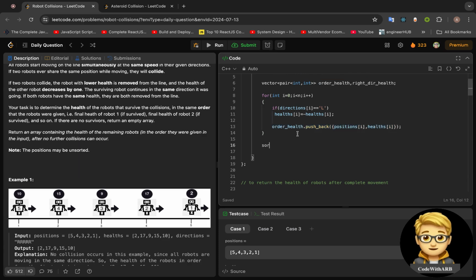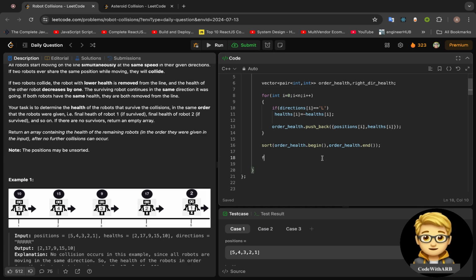After that, I will just sort it according to the position value, which is order health dot begin to order health dot end. It will be sorted according to this position, because it sorts according to the first value. If you want to sort by the second, you need to make a comparable function. That's why I have inserted this at the first position, right. So just sort it on the basis of the first position.